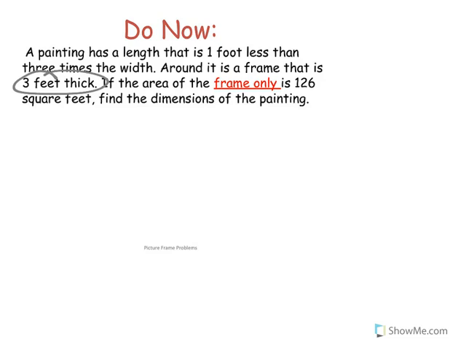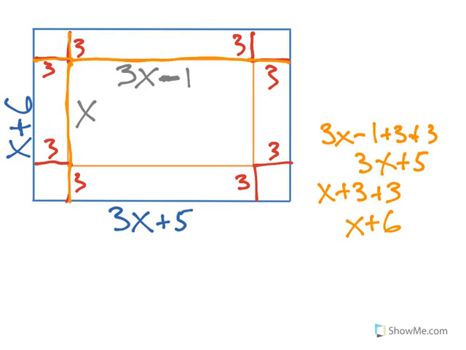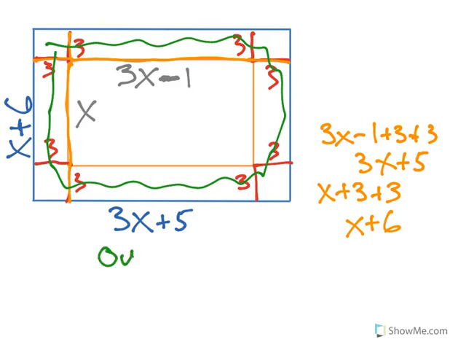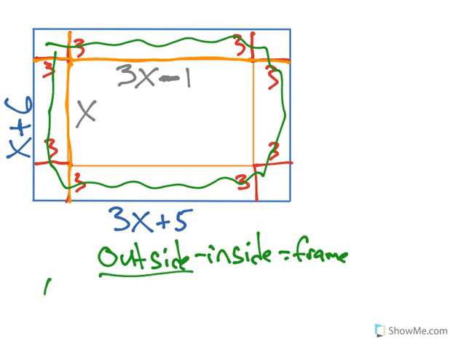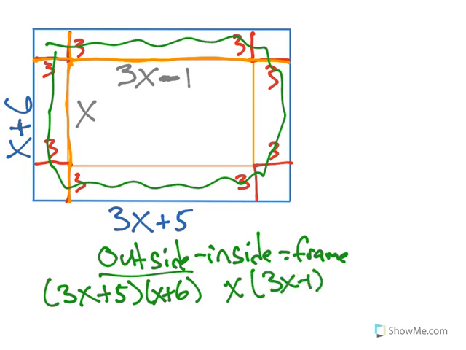So now let's go back. So it says the area of the frame only is 126 square feet. So let's take a look at the frame. Well, again, the area of the frame is this. So the area of the frame is the outside, subtract the inside. Right, that's the area of our frame. So let's find the area of the outside. Well, the area of the outside is going to be 3x plus 5 times x plus 6. And the area of the inside is going to be x times 3x minus 1. And that's equal to, I believe we said 126.